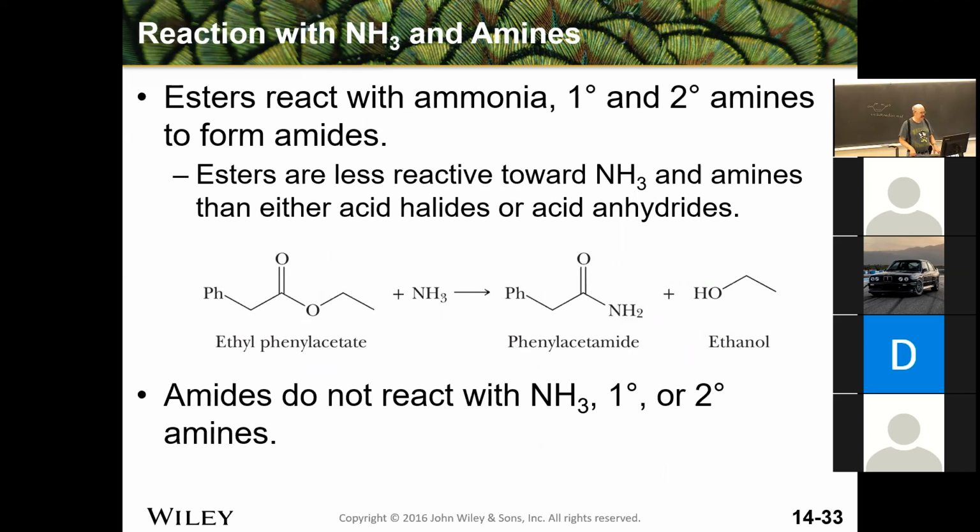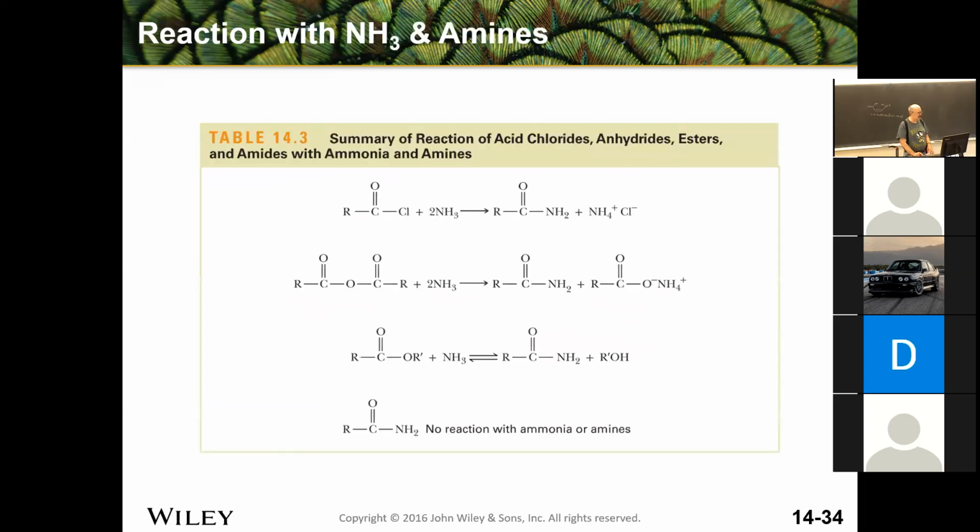Esters can react with ammonia and amines to form amides. They are less reactive toward ammonia and amines than either acid halides or anhydrides. So this often requires a high temperature and a long time in order to get this reaction to go. And then amides will not react with ammonia, secondary or primary amines.